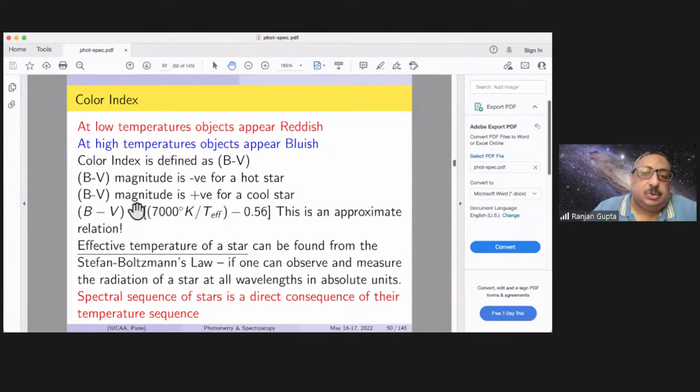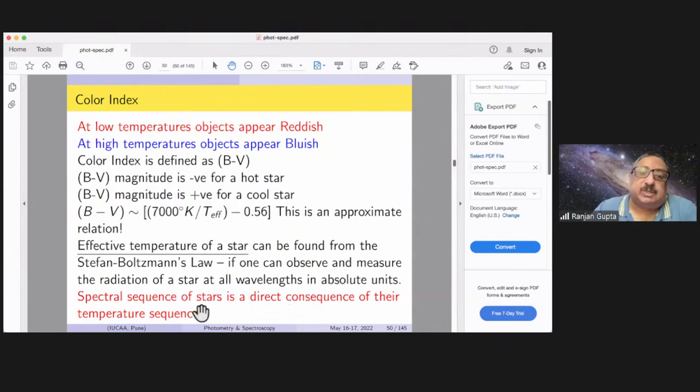So if you just use an approximate formula like this, again, this has approximations, you can measure B minus V for any star, which means you measure it in blue and visible filters, the light coming from the star, which is a black body. And using this formula, you can get the temperature of the star, T effective. Now, effective temperature can be found from what is called the Stefan-Boltzmann law, if one can observe the complete radiation at all wavelengths in absolute terms. So coming back to the same argument as what I said, bolometry.